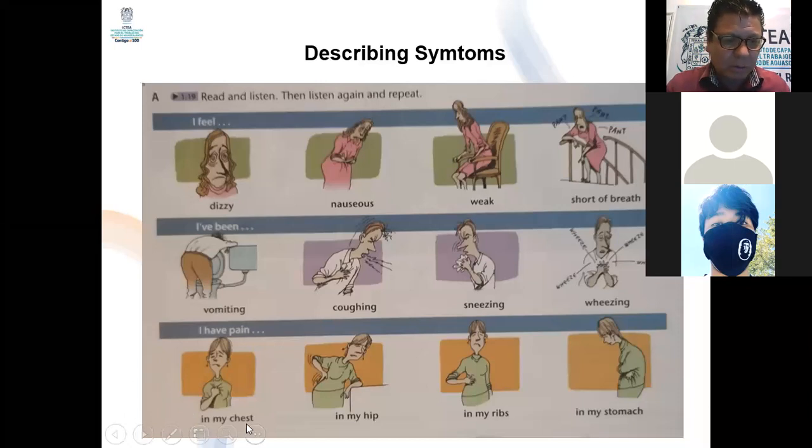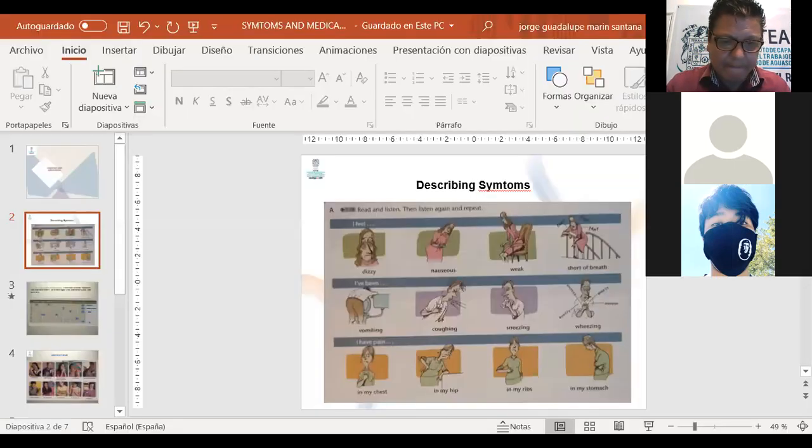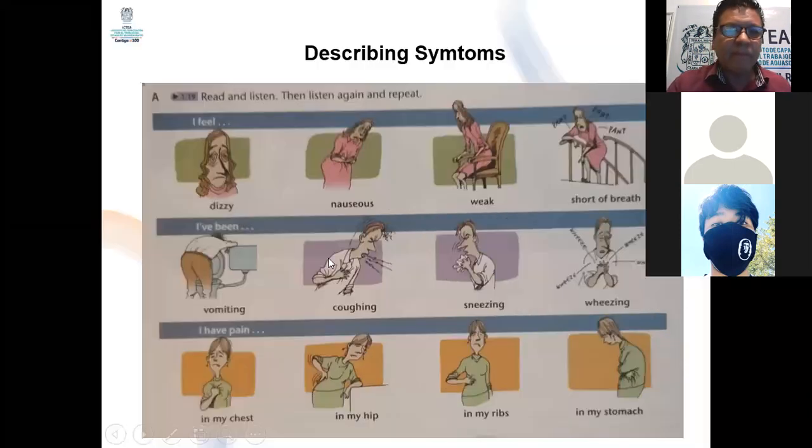Vamos a escucharlos. Ay, ¿dónde está listening? We're going to listen to these symptoms. Okay, right here. Because we have an exercise. Page 16, vocabulary, describing symptoms. Exercise A, read and listen. We're going to listen to these symptoms.